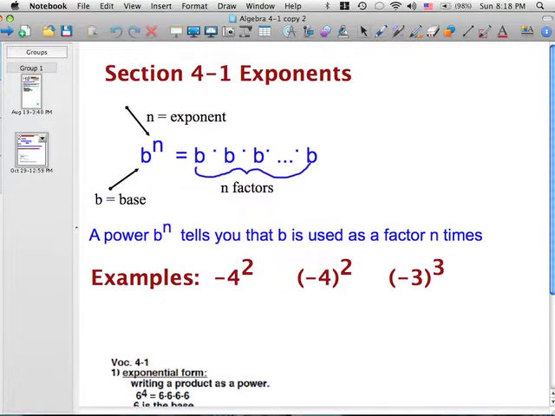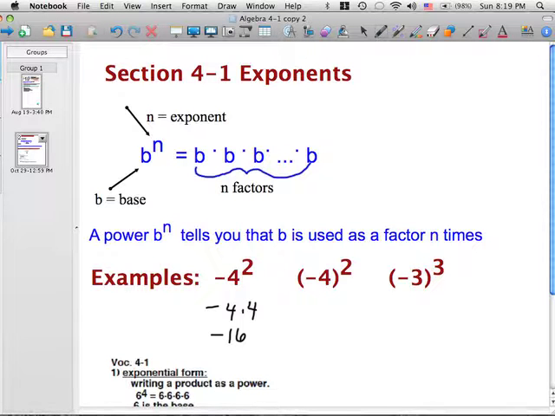When working with powers, they're in the form of two parts: the base, the number that's actually multiplied, and then the exponent, the number that tells you how many times you use the base as a factor. So if I have the opposite of 4 squared, that means the opposite of 4 times 4, which is negative 16. Since the exponent 2 is immediately next to the 4, it does not square the negative sign.